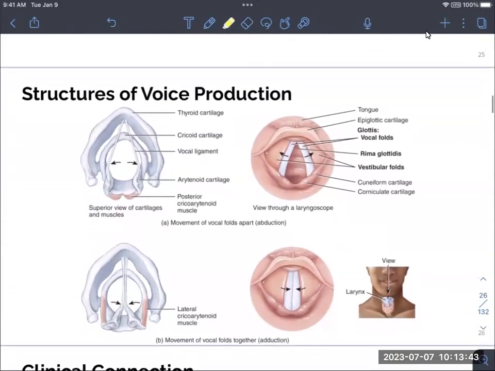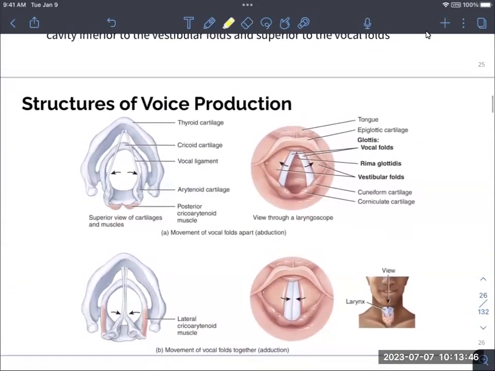Here we can see the cricoarytenoid muscle. You can see this vocal ligament. When this muscle contracts, it pulls these vocal ligaments together, from one picture down to the next here. When those muscles relax, the vocal ligaments move towards the outside, which is what's happening in the top picture.